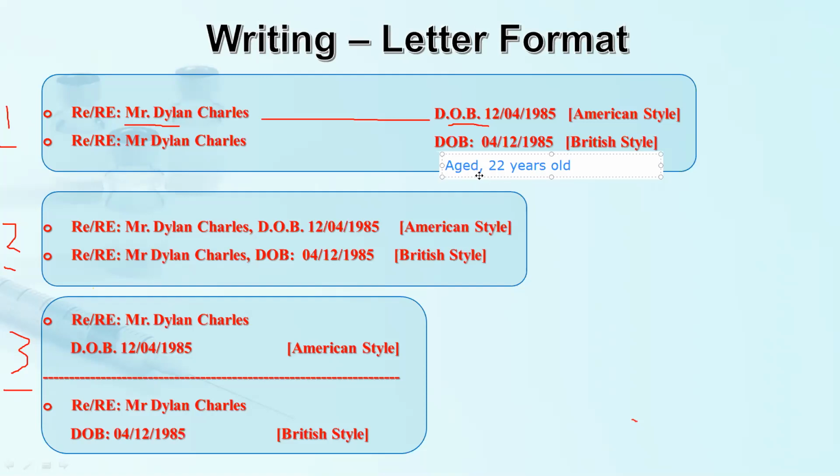So you can write aged 22 years old here, or under the name. Another option how to write the age, like 22 years of age. This is another style how to write the age. You can say aged, A in capital, comma, 22 years old or 22 years of age.